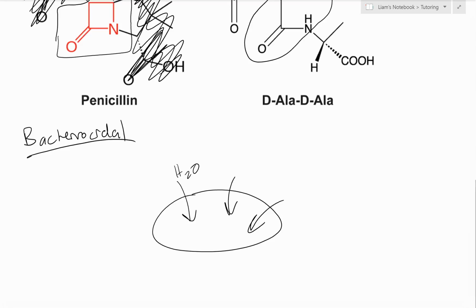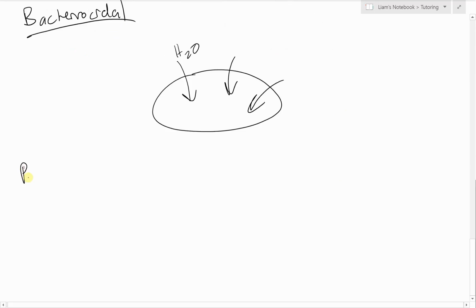A few examples. So Penicillin G and V we talked about before. They've got very, very low toxicity.